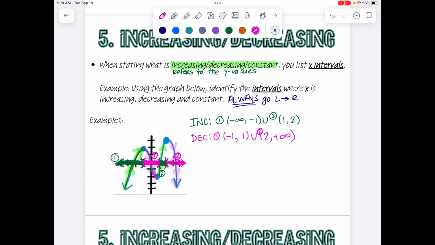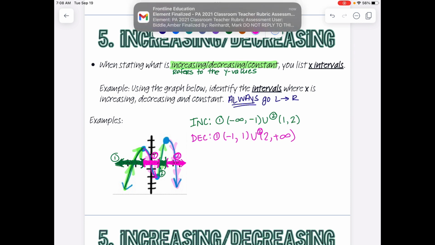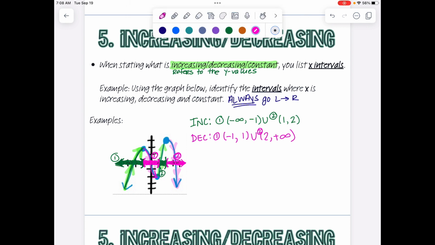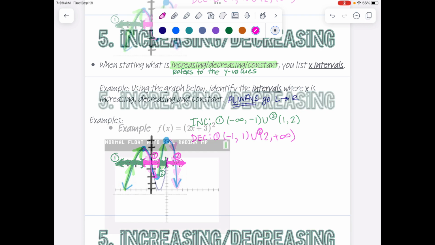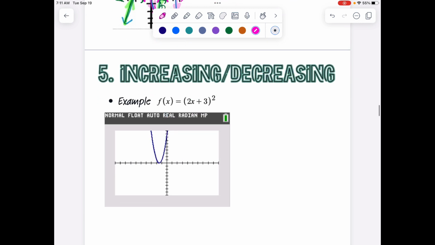Okay, again, we're always going to go left to right. You're always listing the x values in your intervals. The increasing piece discusses what happens with the y values. The y values are going up when x is between -infinity and -1, and also between 1 and 2. And our y values decrease when our x values are in between -1 and +1, and also 2 and positive infinity. Okay. So let's take a look at another example.